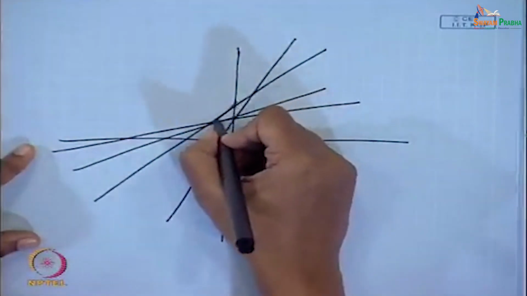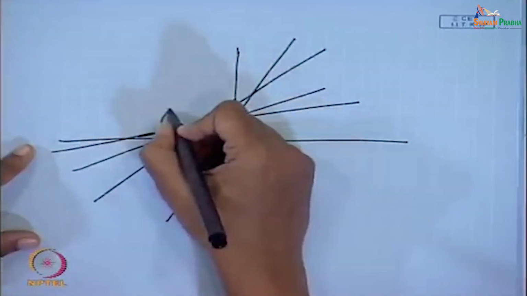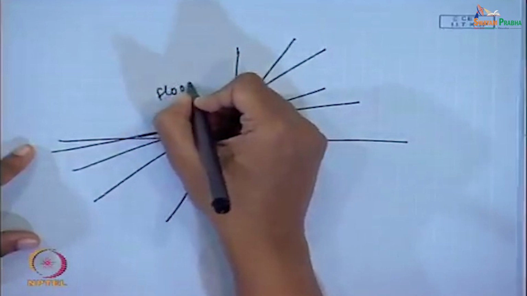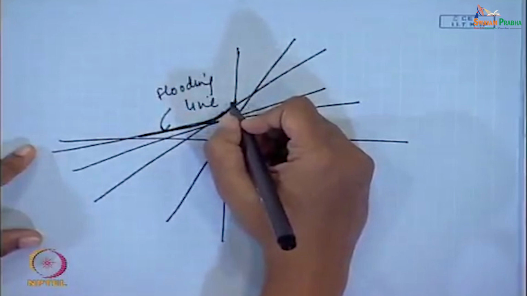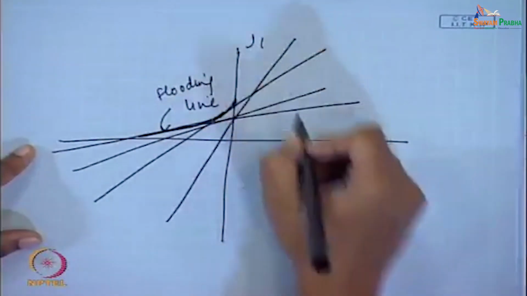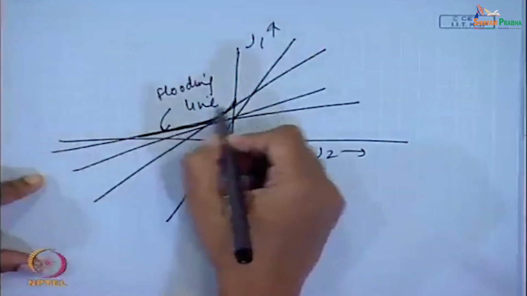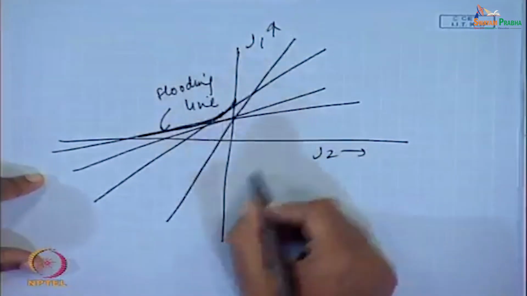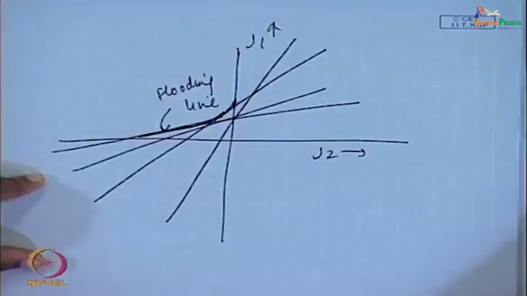So, more or less from these intersections you get a curve something of this sort, which is the flooding line, and you know that your limited operations will occur within this particular flooding line. Here you are always going to get a solution, this is J1, this is J2. Here you are always going to get a solution, here you get a solution under limited conditions, here you do not get any solution at all.